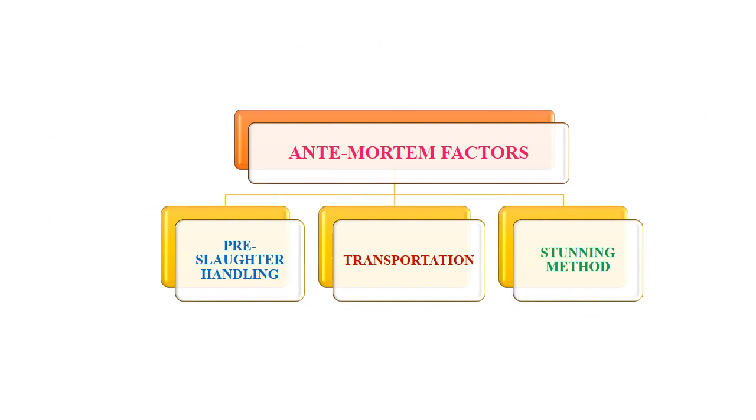So we are discussing the pre-slaughter factors on meat quality, in which we have already discussed the animal factor and the rearing factor, and the last is the ante-mortem factors. This is just before slaughter, what are the things which affect the meat quality. In this we will discuss three aspects: one is pre-slaughter handling, another is transportation, and another is the stunning method. These three things have an influence on the meat quality.